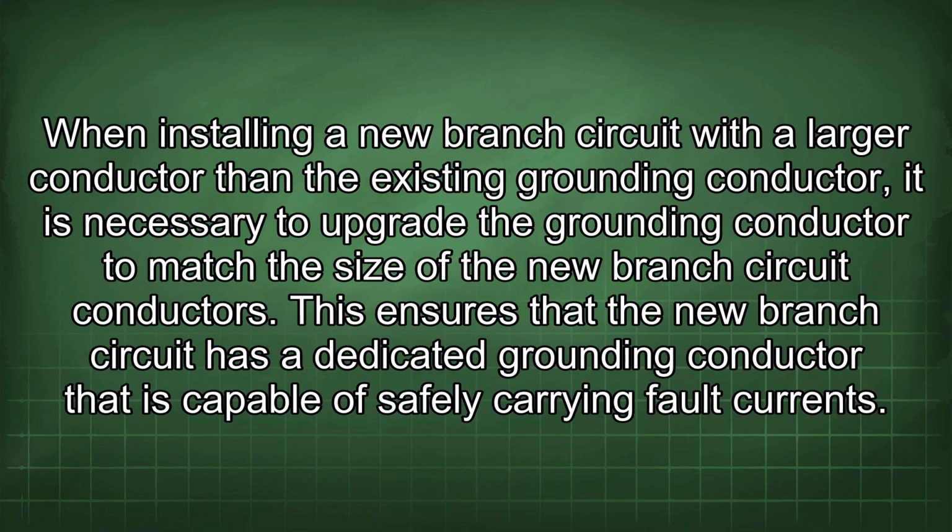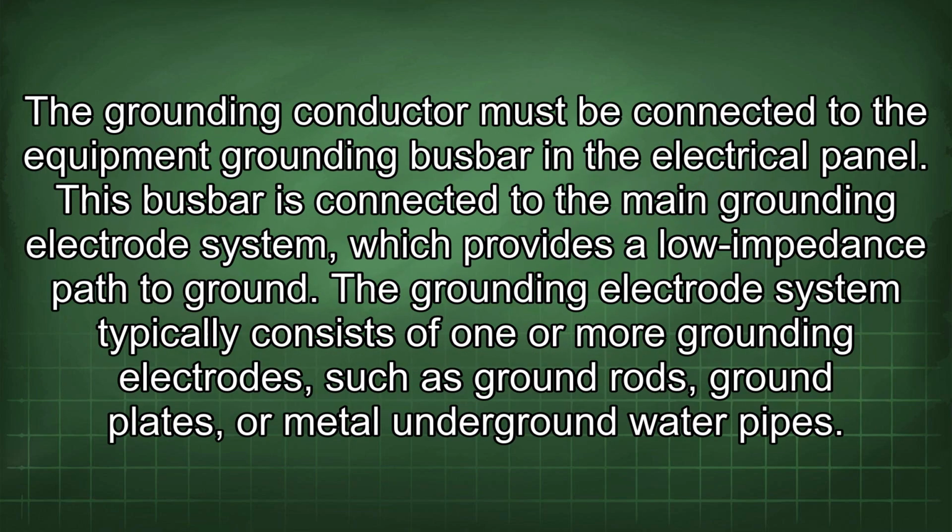250.122(B). When installing a new branch circuit with a larger conductor than the existing grounding conductor, it is necessary to upgrade the grounding conductor to match the size of the new branch circuit conductors. This ensures that the new branch circuit has a dedicated grounding conductor that is capable of safely carrying fault currents. The grounding conductor must be connected to the equipment grounding busbar in the electrical panel. This busbar is connected to the main grounding electrode system, which provides a low impedance path to ground.